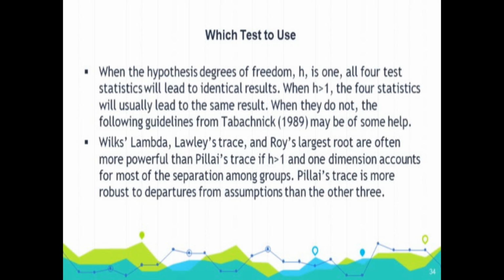Wilks' lambda, Lawley's trace, and Roy's largest root are often more powerful than Pillai's trace if h is greater than 1 and one dimension accounts for most of the separation among groups. Pillai's trace is more robust to departures from assumptions than the other three.